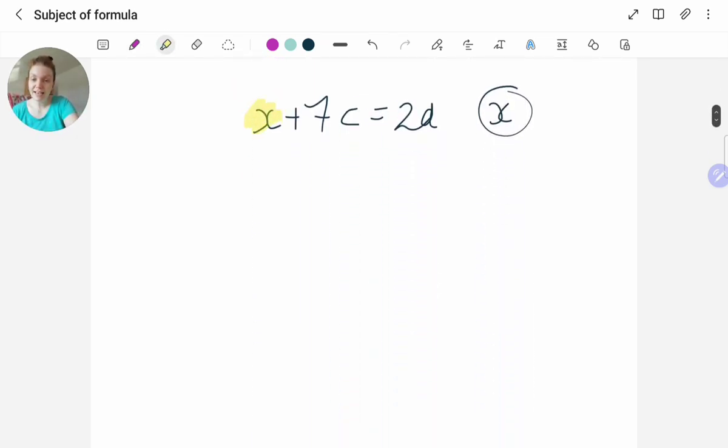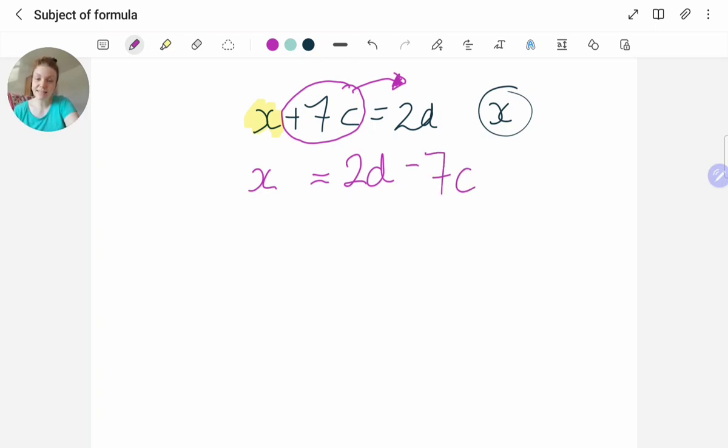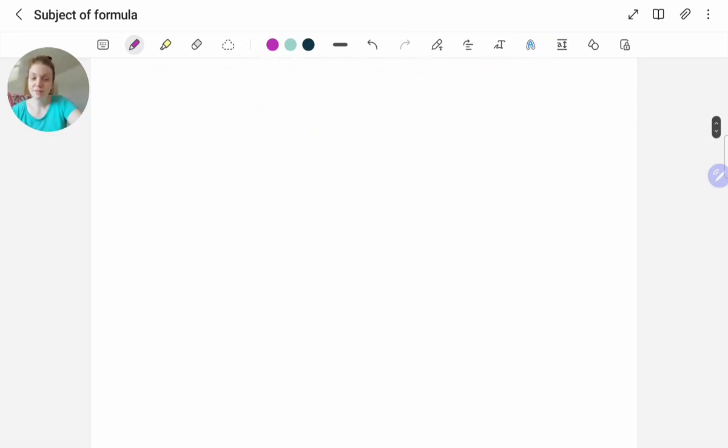This one again, x the subject of the formula. So x has to be positive and by itself. So we're going to take the plus 7c to the other side of the equal sign. So the x stays where it is, it didn't move, equals 2d, it stays where it is, didn't move, and plus 7c becomes minus 7c. So the subject of the formula is x and it's x equals, okay, and it's just 1x. Brilliant.